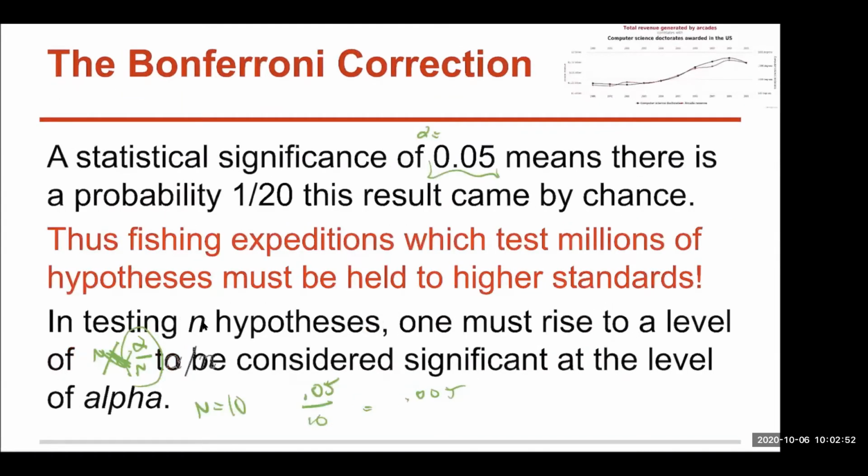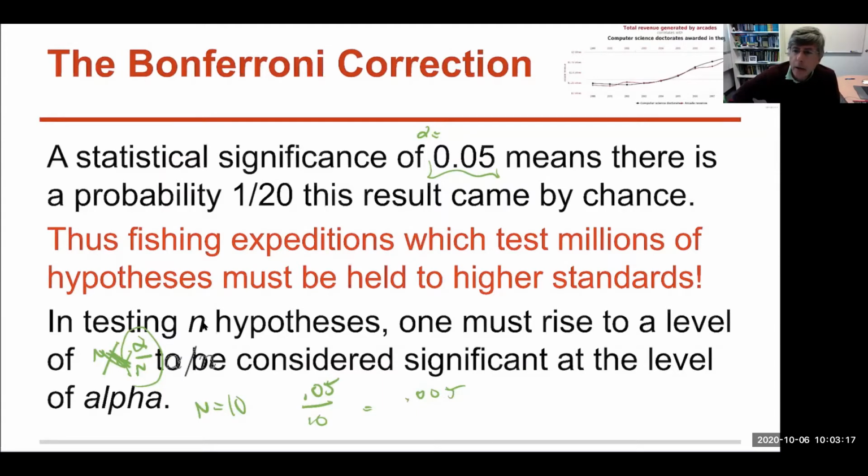For example, if n is very large, like millions of hypotheses, the scaled alpha should be very, very tiny. So nothing can be detected if the scaled alpha is so small. Not nothing can be detected, but you'd better have a really, really strong effect if I'm going to be impressed by it. That's what I'm saying here.